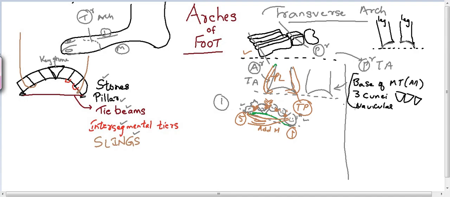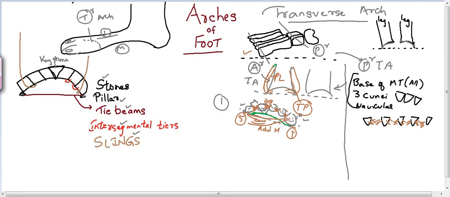Again, the metatarsals are interconnected with one another. The intersegmental tires I'm talking of are again the dorsal interossei. It can be plantar also, but the dorsal interossei, since they are bipinnate, are the intersegmental tires. They are holding the metatarsals in place. Okay, and then the sling is again the same structures.